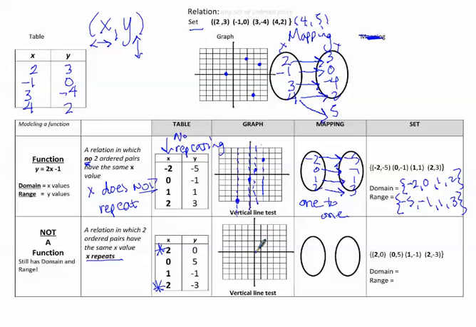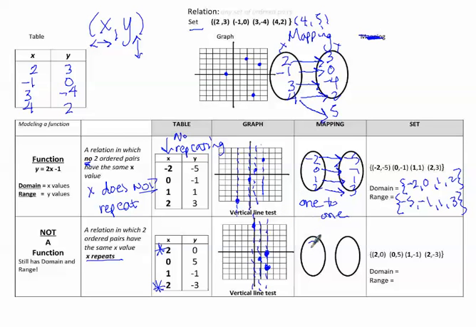Let's look at that visually. I have (2, 0), (0, 5), (1, -1), and then (2, -3). So if you were to do the vertical line test, that passes, that passes. This does not pass because it has 2 points on the same vertical line. So this is not a function because of that.